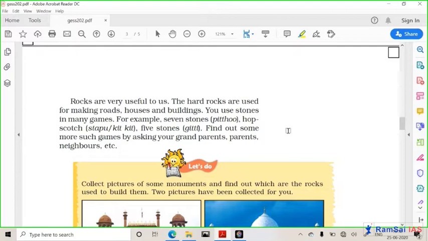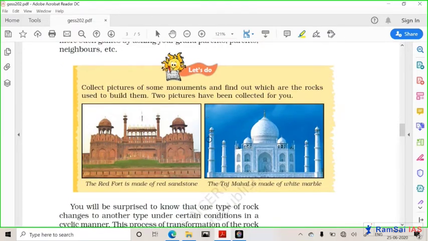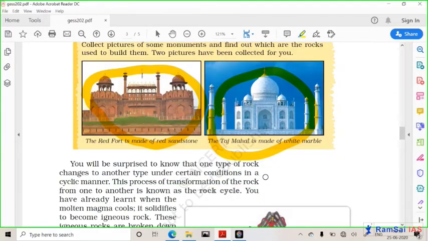Okay, so usage of rocks. Rocks, as we know, are very useful for us. We can make buildings, temples, and sculptures. Seven stones or pithu, hopscotch or stapu or kitkit, five stone gitti, these are many games children also play. When we are small, we have played this type of games. I don't know what you call the games in your area. This is the Red Fort, made up of sandstone. This is the Taj Mahal, made up of marble, a metamorphic rock.